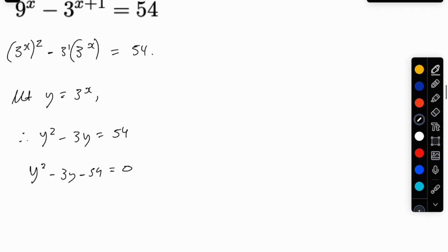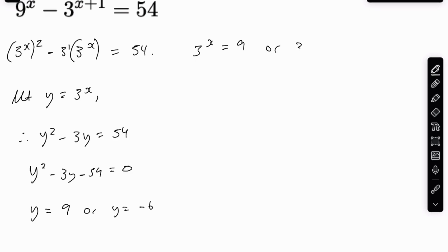If we plug this in, what we get is y is equal to 9, or y is equal to minus 6, aka 3 to the x is equal to 9, or 3 to the x is equal to minus 6, which means that x equals 2, and the other can't be true, because we can't have 3 to the x equaling minus 6. It makes no sense. So therefore, in this question, x is going to equal 2.